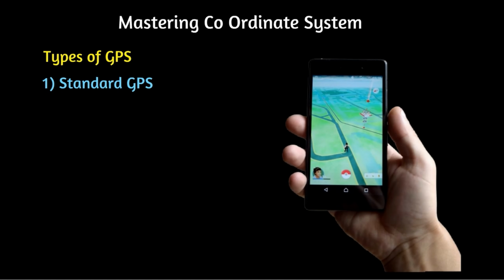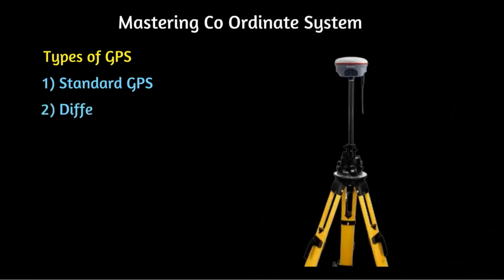Type 1. Standard GPS, handheld. The accuracy of this type is 1 to 5 meters. This is used in mapping, navigation, and general positioning. Type 2. Differential GPS, DGPS. The accuracy of this type is 10 centimeters to 1 meter. This type uses ground-based reference stations to improve accuracy. This type is used in land surveying, agriculture, and marine navigation.